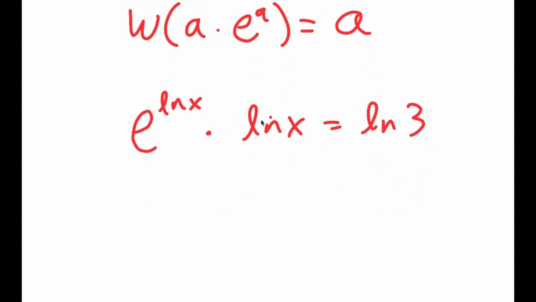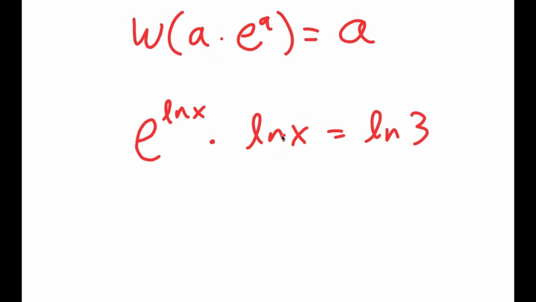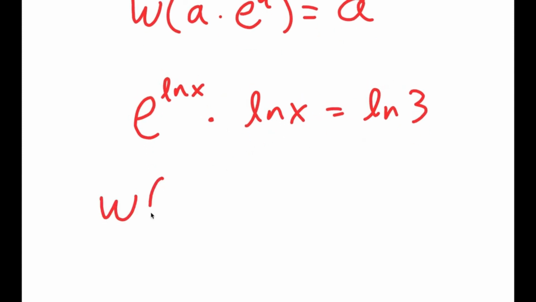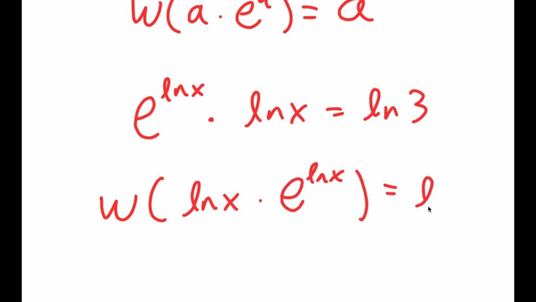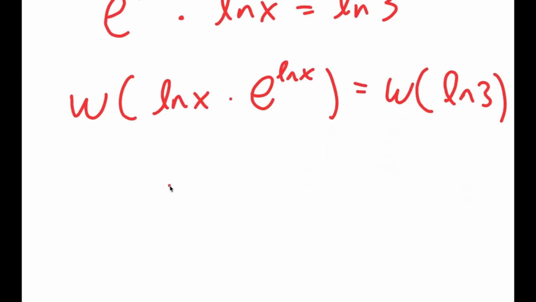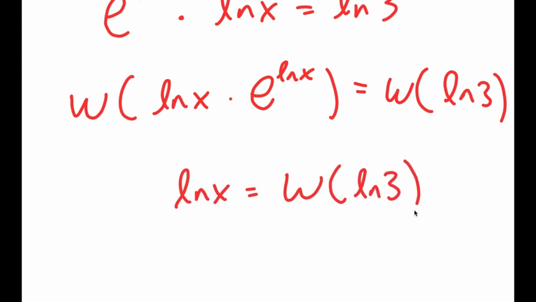So now notice how this is in the form a times e to the power of a, a in this case being ln x, so it's the form ln x times e to the power of ln x is equal to ln 3. So now if I take the W-Lambert function on both sides, I get W of ln x times e to the power of ln x, and this is just equal to a. Sorry, I have to take the W on both sides, so I get W of ln 3, and then now I'm left with ln of x is equal to W of ln 3.